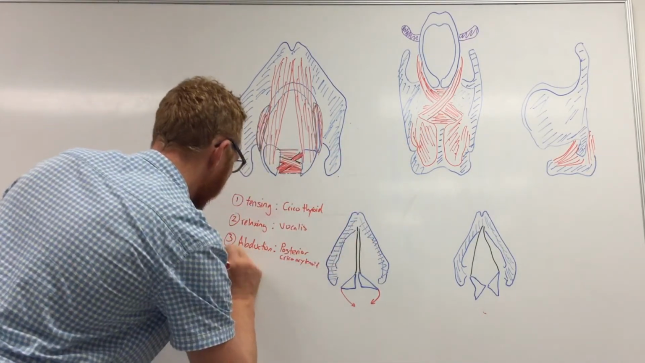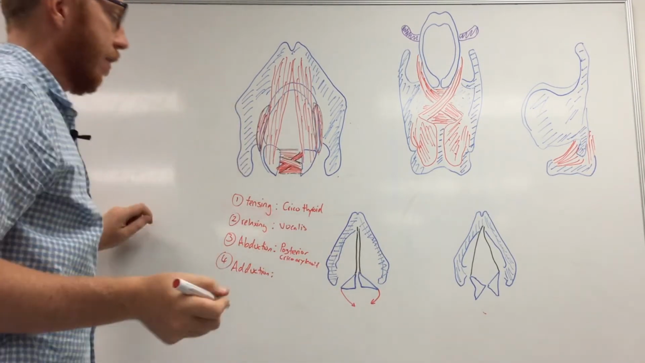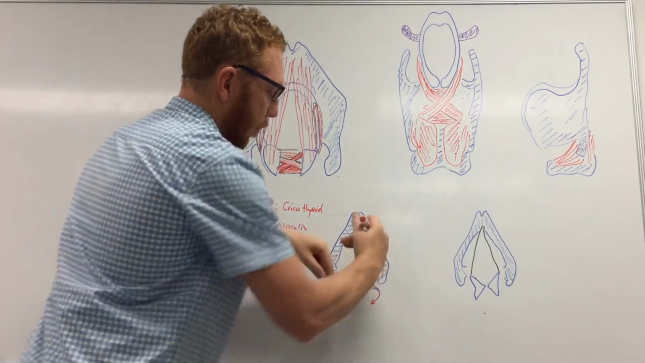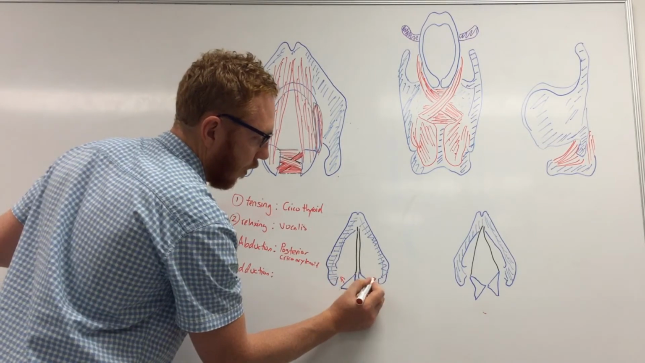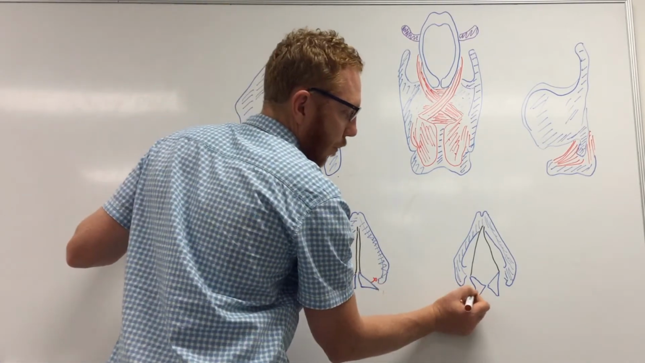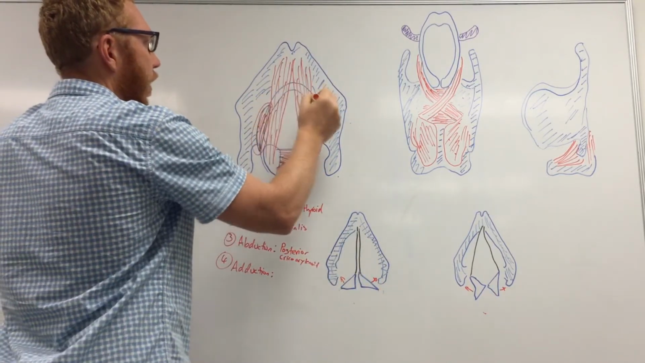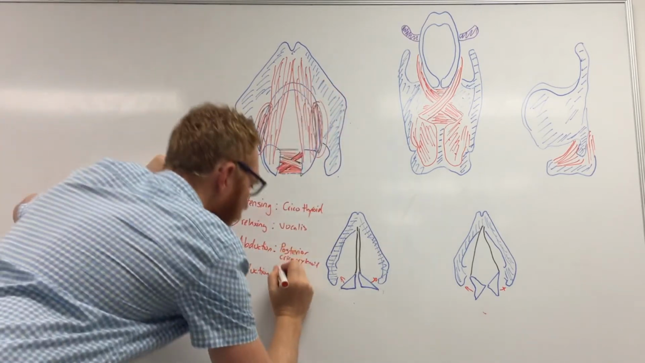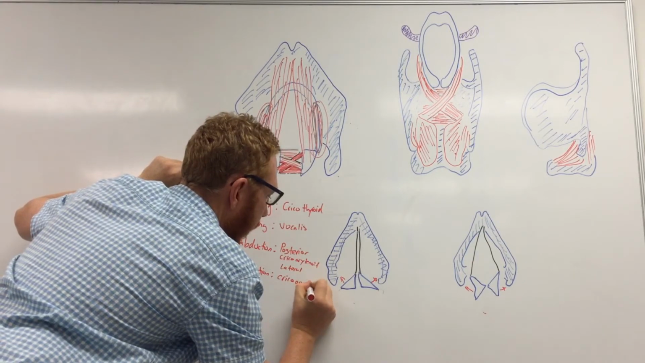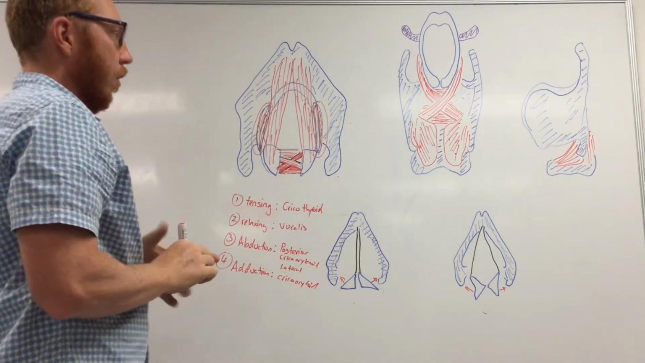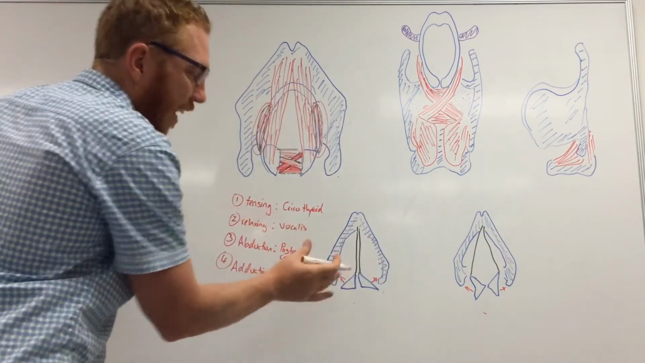Number 4 is adduction, and that's going to be the opposite way, so that's bringing it back. So you need to somehow pull it in that direction. So you need to pull it back like that to bring it back to that. And that's done by this muscle here, which is going to be called the lateral cricoarytenoid. Okay? And that's also innervated by the recurrent laryngeal, so that's going to bring it back and adduct it like this.